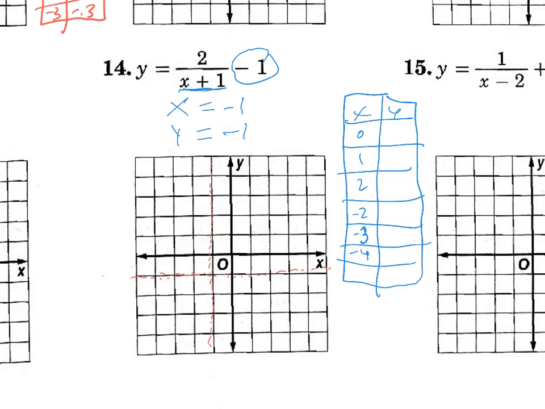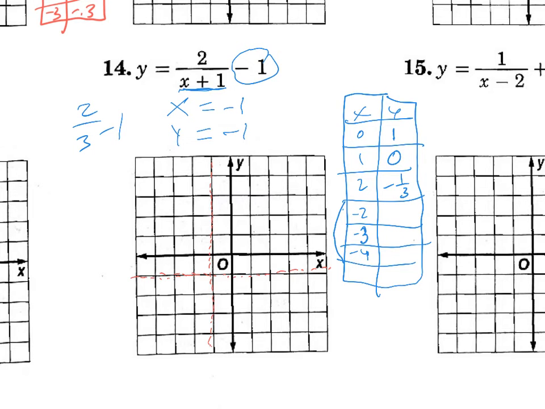So if we put a 0 in our equation here, 0 plus 1, 2 divided by 1 would just be 2, minus 1 is 1, right? If I put a 1 under there, 1 plus 1 is 2, so 2 divided by 2 is 1, minus 1 is 0. If I put a 2 in there, 2 divided by 3 would be 2/3 minus 1. So in other words, -1/3.